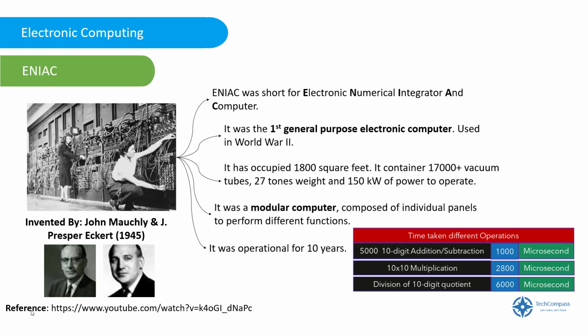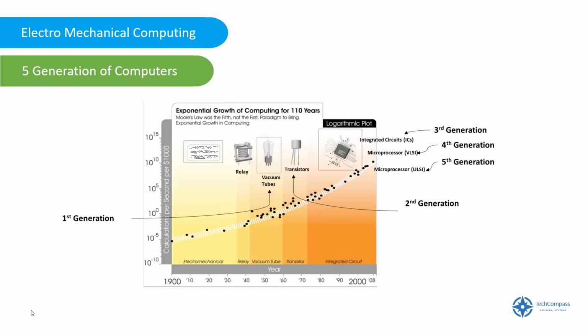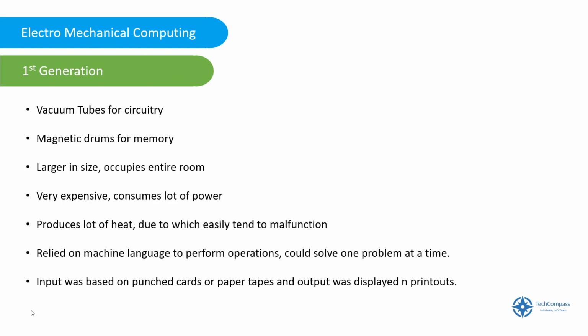ENIAC. First general purpose electronic digital computer that was used in World War II. Large in size and consumed a lot of power. ENIAC was a modular computer composed of individual panels to perform different functions. 5 generations of computers. Please have a quick glance at the 5 generations of computers.